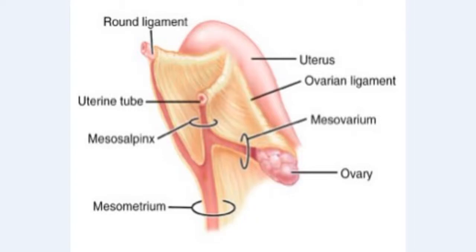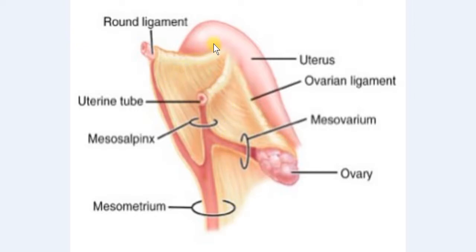So we will talk in this diagram about the broad ligament. This all comes under the broad ligament. The broad ligament extends from the lateral border of the uterus up to the lateral pelvic wall. We can divide it into many parts. The broad ligament's posterior part is connected to the ovary, and that part is called the mesovarium. The uterine tube is also connected by the broad ligament, and that part is called the mesosalpinx. Below the mesovarium, the part of the broad ligament is called the mesometrium.